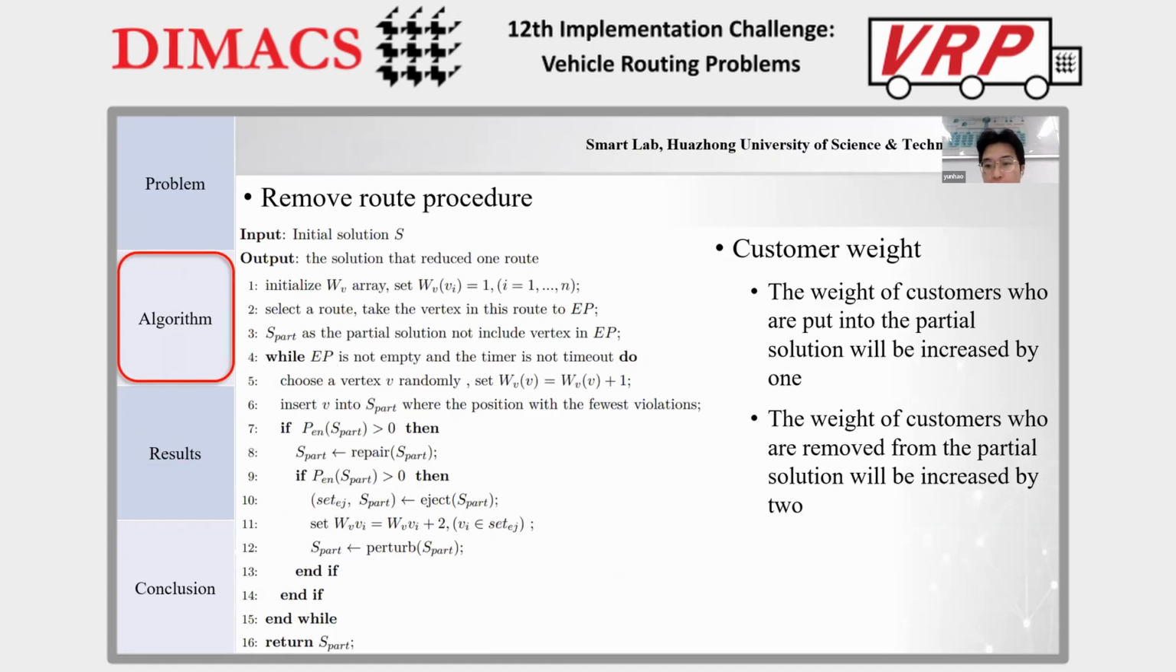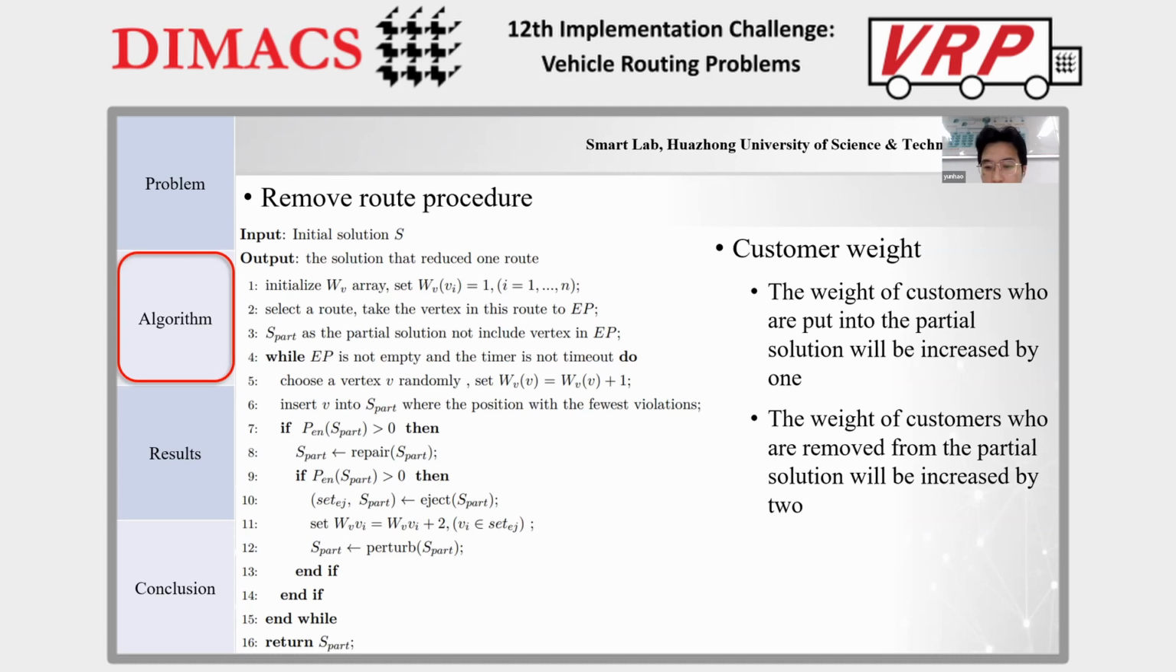The procedure starts by selecting a route from the initial solution, and then putting its customers into the ejection pool. The goal is to clear the ejection pool. The algorithm randomly selects a customer v in the EP and finds the most suitable insertion position. After the selected customer v is inserted, if the solution is infeasible, the route-weighting repair procedure will be called. If the solution can't be repaired, the ejection procedure will be called. Then M nodes are ejected from the solution to make it feasible. Every time customer v is inserted or customers are ejected, the weight of the customer is adjusted.